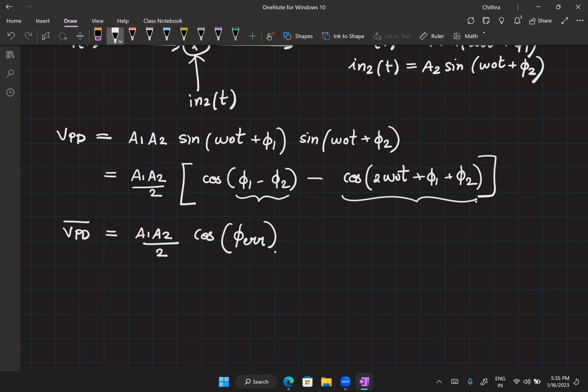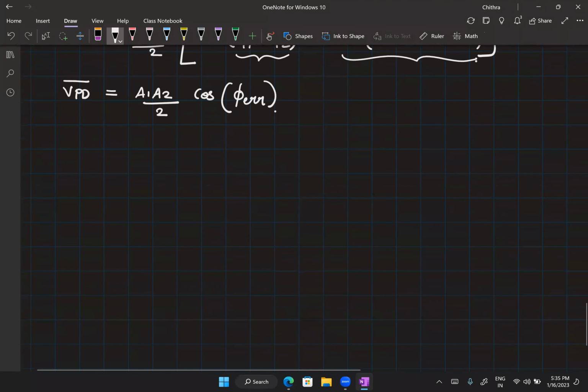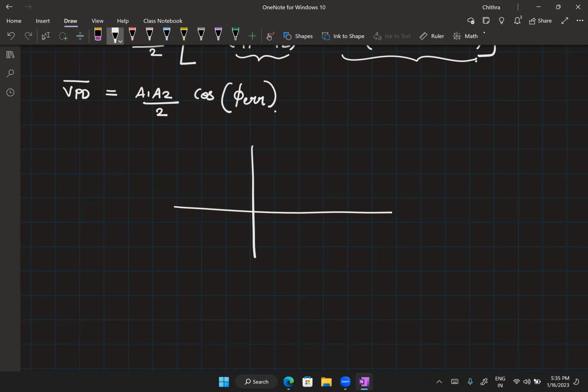Okay. So now we can plot the characteristics of this phase detector. So x-axis is phase error. This is in radians. Y-axis is going to be the average of the VPD. So can you plot this waveform?